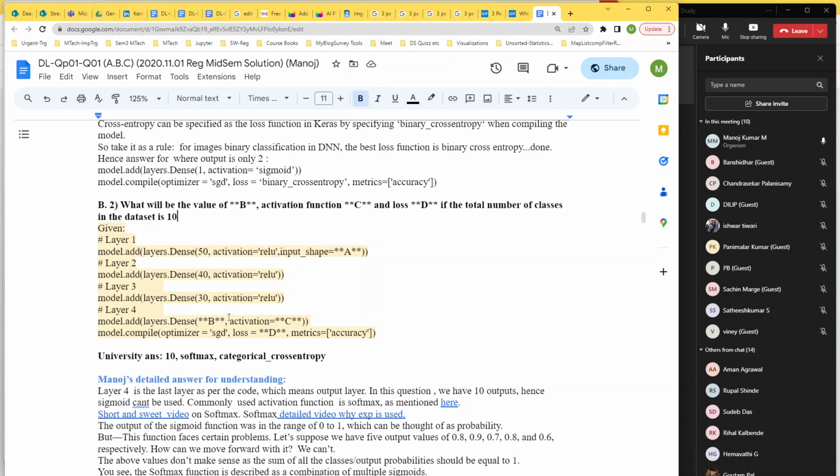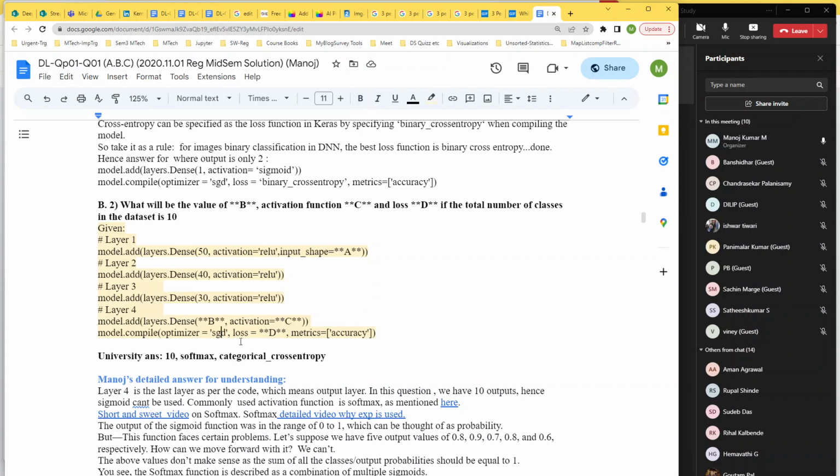Guys, answer, okay. I mean, 10 outputs are there, no? 10 classes. Someone has to answer, no? That will be 10 in the end, right? Because it is the last layer. So you would need 10.